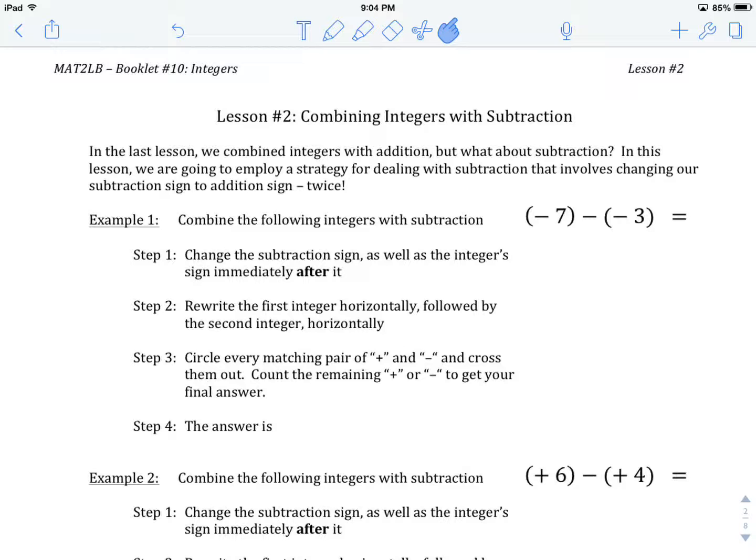So let's have a look at example 1. Example 1 says combine the following integers with subtraction. We have -7 minus -3. So again, we're thinking about piles here of different items. We're looking at a pile of negative things, the negative pile, and the positive pile. When we're combining them, we're putting them together and seeing exactly what signs and how many are left at the end. Now, combining is easier when we use addition. So let's zoom in here and get a look at this.